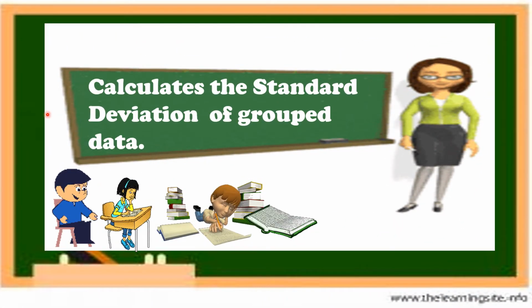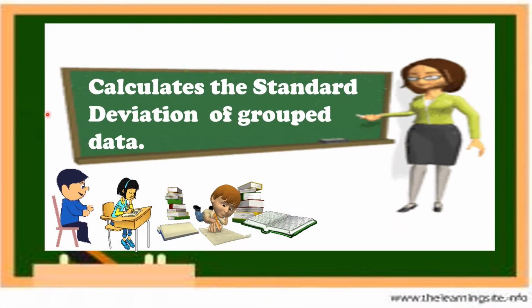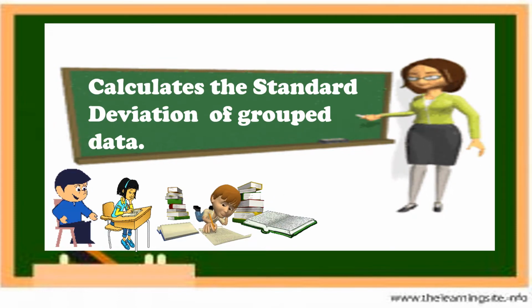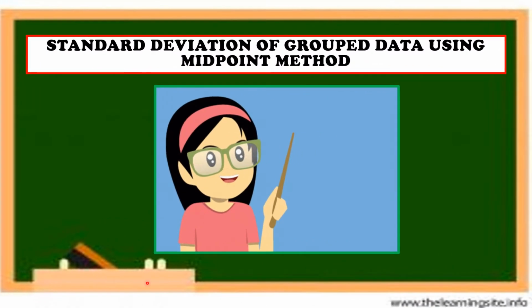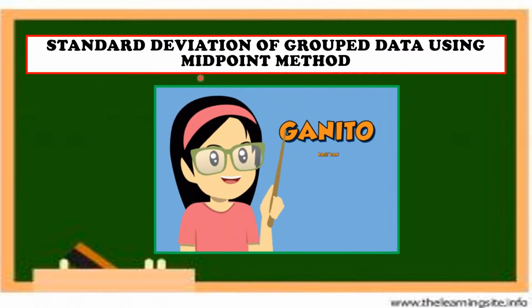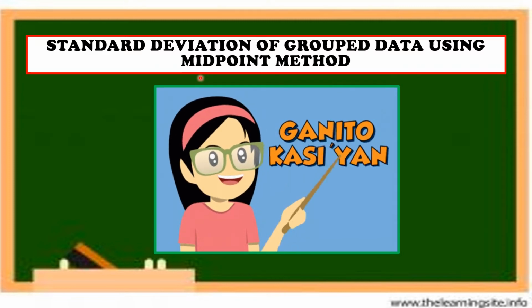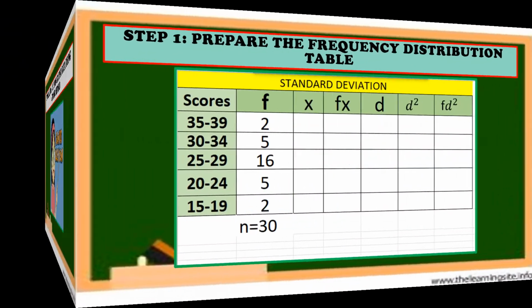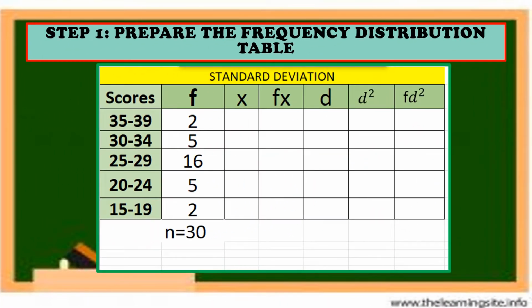Our objective: calculate the standard deviation of group data using the midpoint method. Step number 1. Prepare the frequency distribution table.